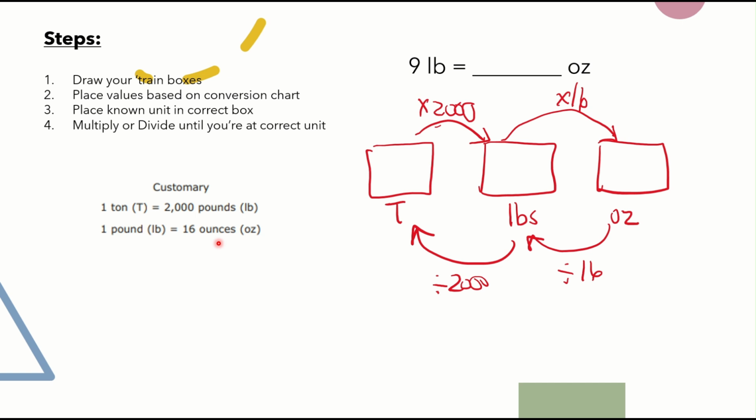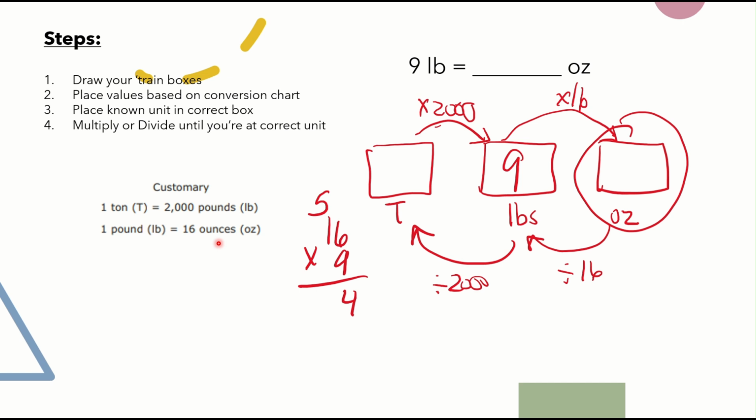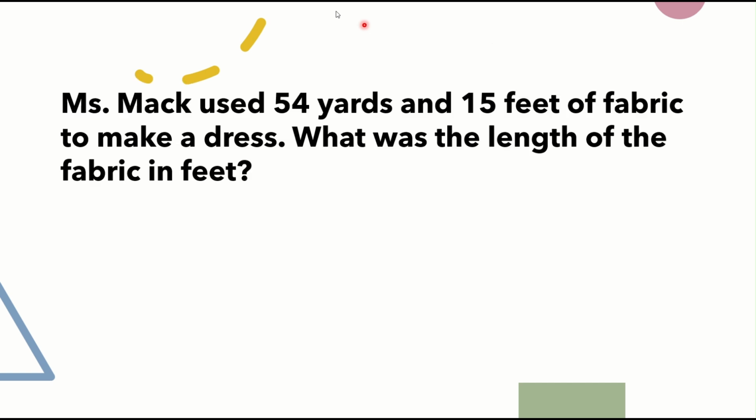Step 3, we place in what we know. We have 9 pounds, so I would place that in the pounds box, and we're going to ounces. So we're going from a large to a small, so we would multiply 16 times 9, and that gives me 144 ounces. So we know that 9 pounds equals 144 ounces.